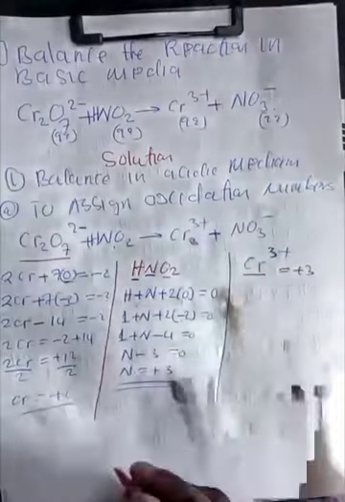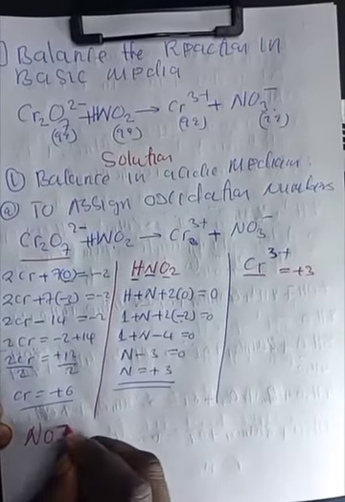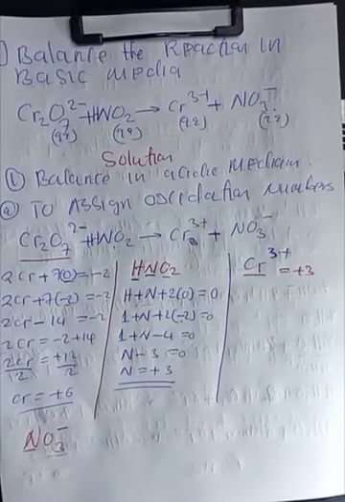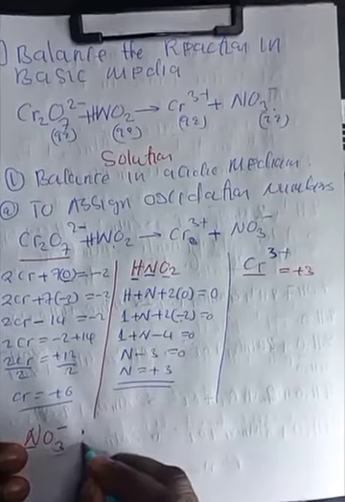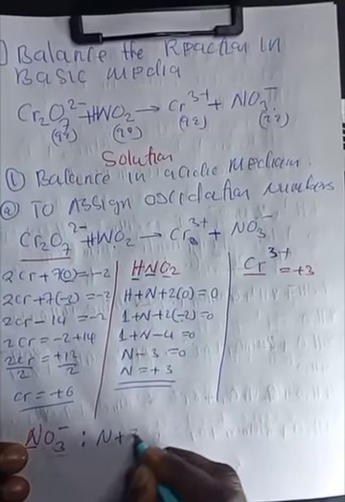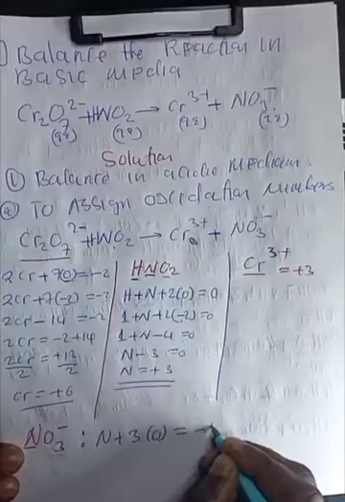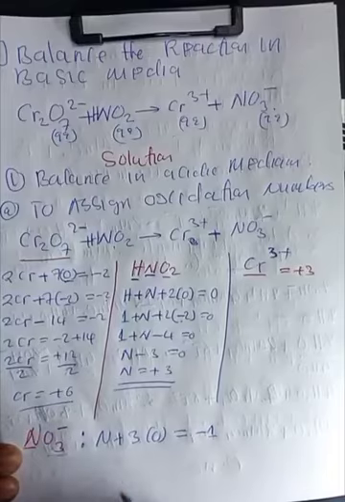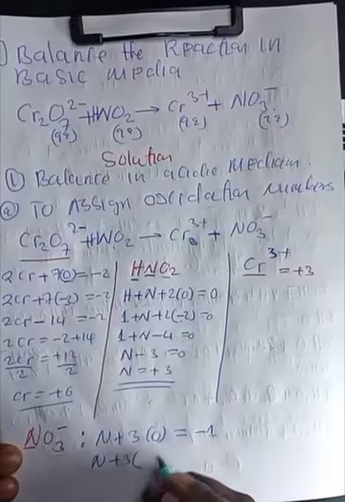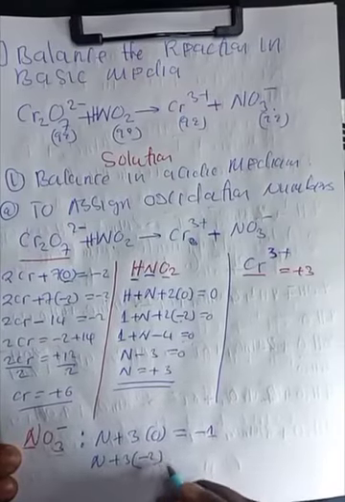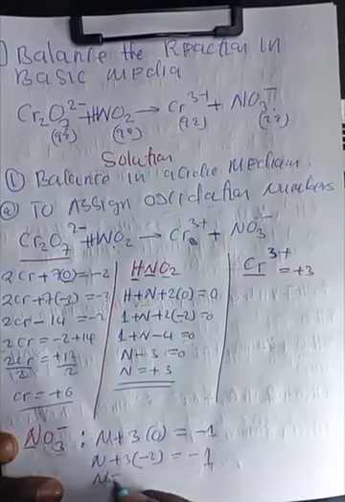Now we go to the last part, where we have this one here. So we have to find nitrogen in this case. So this one will be N plus how many oxygens? 3 oxygens. Overall charge, we have a negative there, which is -1, meaning it's equal to that. So we say N plus 3 times the oxidation number for oxygen, -2, equal to -1.